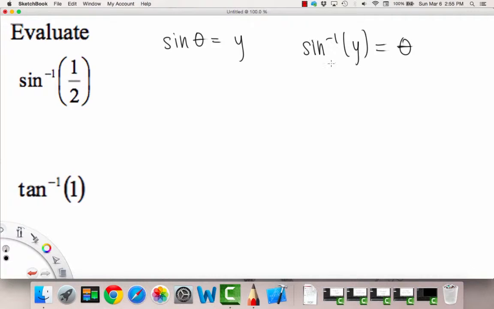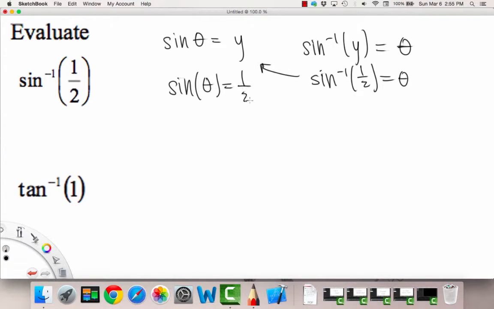So what we're really finding in saying inverse sine of 1/2 is equal to some angle means that when we convert it back to the original function, sine of some angle is equal to 1/2. That's the question you should ask yourself, either in your head or on paper: when you see something like this, what angle can I plug into the sine function in order to get out 1/2?